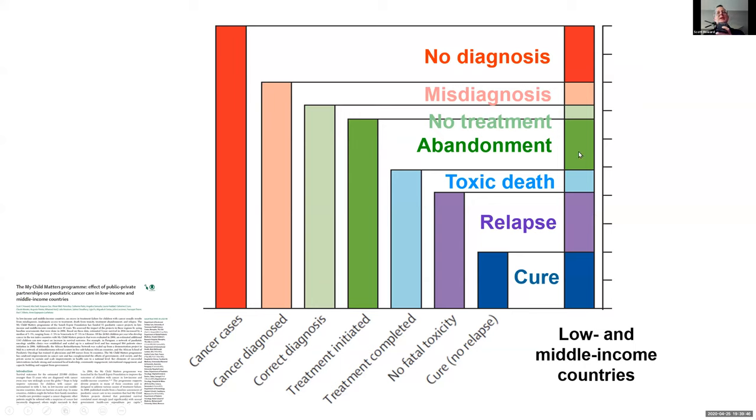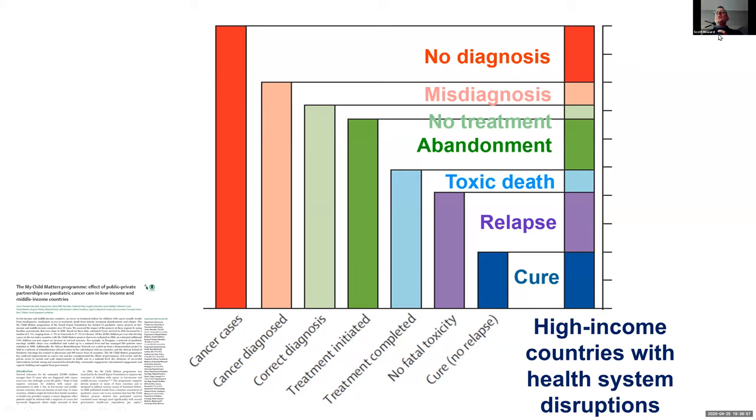And what is so informative about these low and middle income countries is how they've had to carefully adapt to try to eliminate these extra causes of treatment failure. And why that is relevant for today's discussion is because even in a high income country, when we have a health system disruption, like from a pandemic, these problems start to reappear.